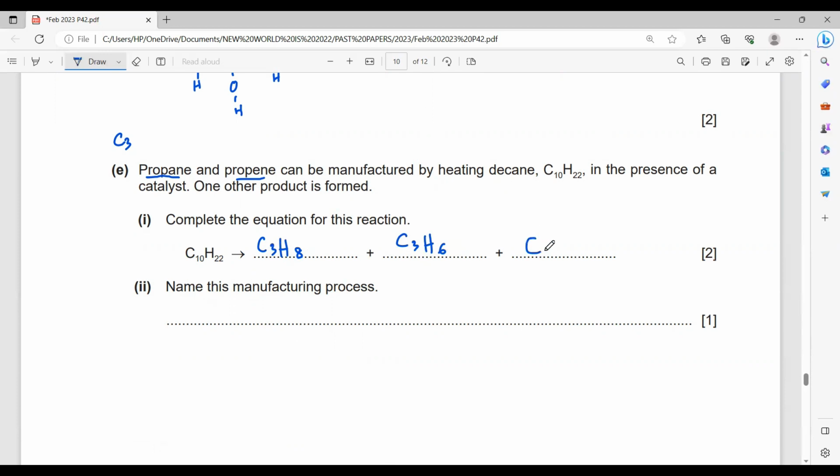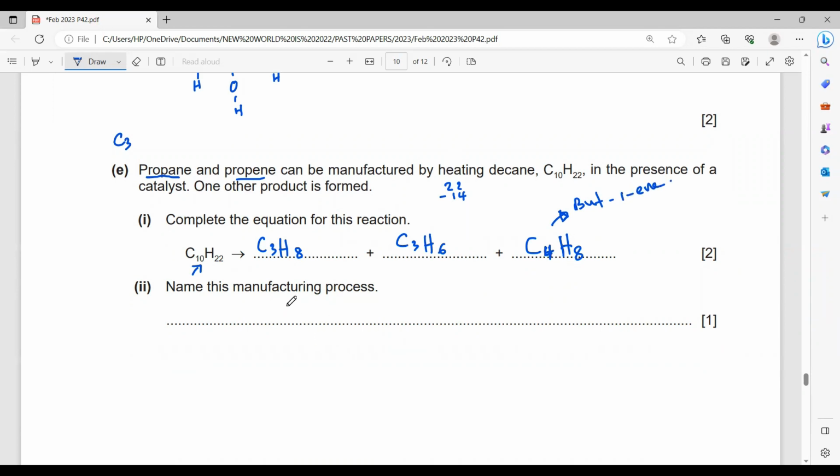So how many carbon atoms are left? 10 minus 6 gives you 4. Now, what about hydrogen atoms? For the hydrogen atoms, 8 plus 6 is 14, so 22 minus 14 gives 8. So the other product is butene. You can say but-1-ene. That's it.